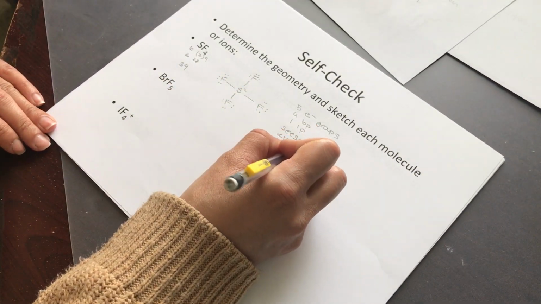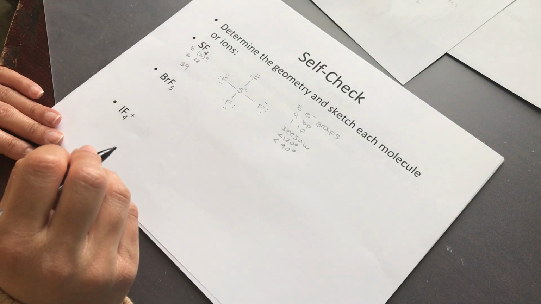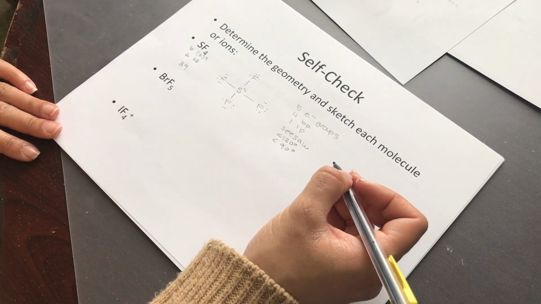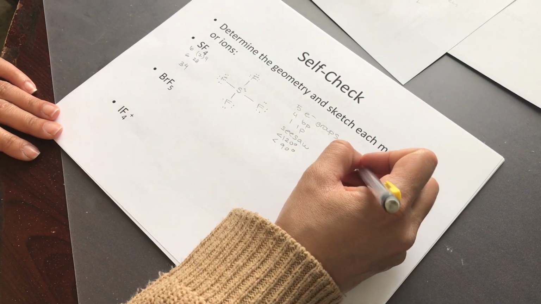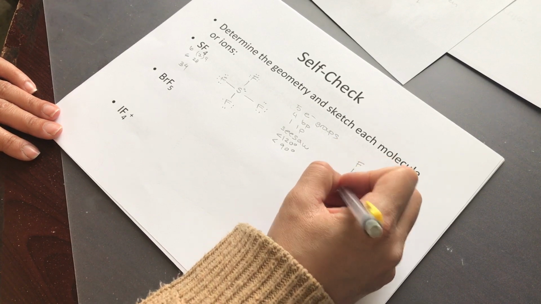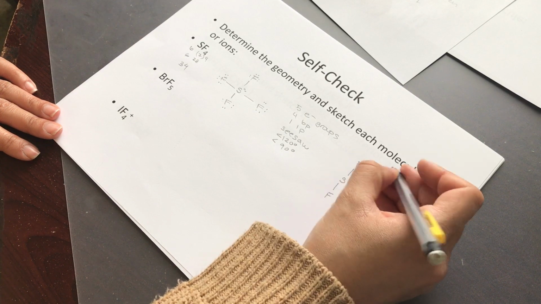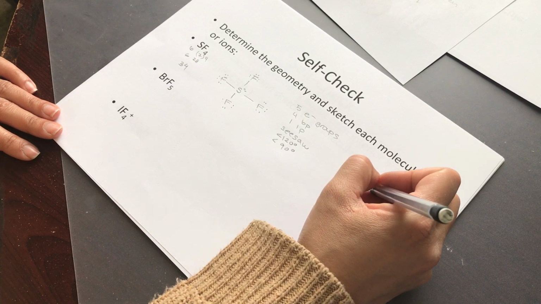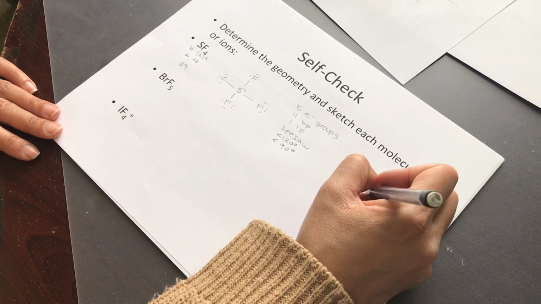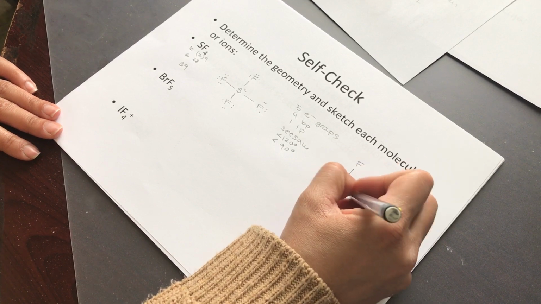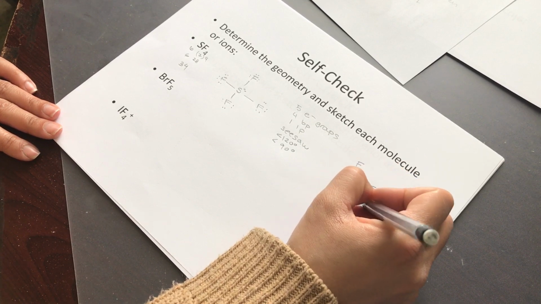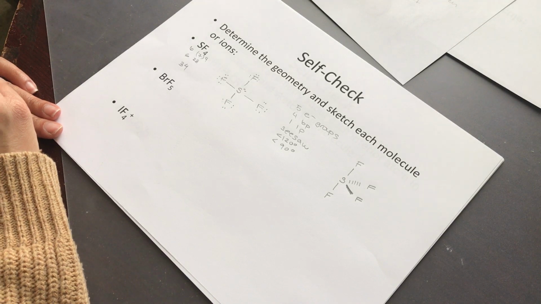Now the way that I'm going to show this three-dimensionally is with my dashes and my wedges. So since it's a seesaw, I have my fluorine with my sulfur with my fluorine. Then I have my dashed line to go out of my plane, into the plane. And then I have my wedge to come out. And that's how I would show my three-dimensional structure.